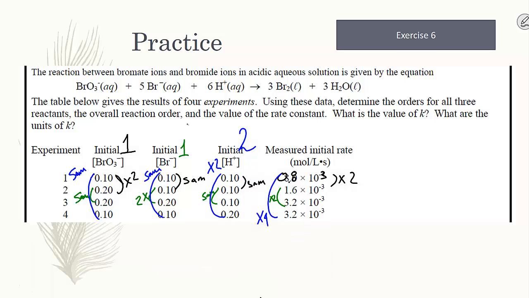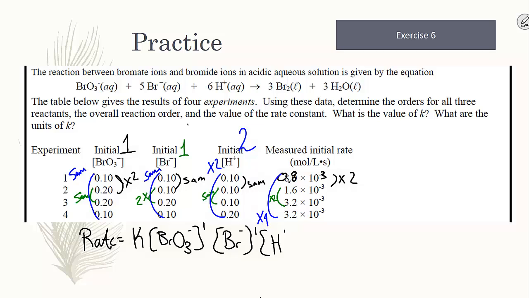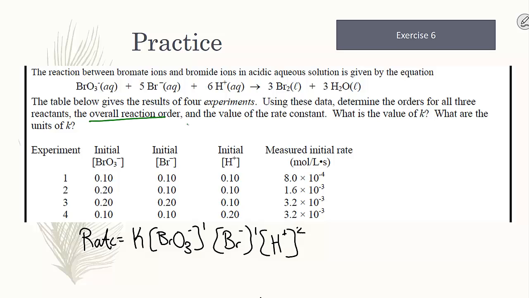No matter how you derived your answers, the rate would be the constant times the concentration of the bromate ion to the first, times the concentration of the bromide ion to the first, times the concentration of the hydrogen ion to the second. The overall order would be 1 plus 1 plus 2, or 4.